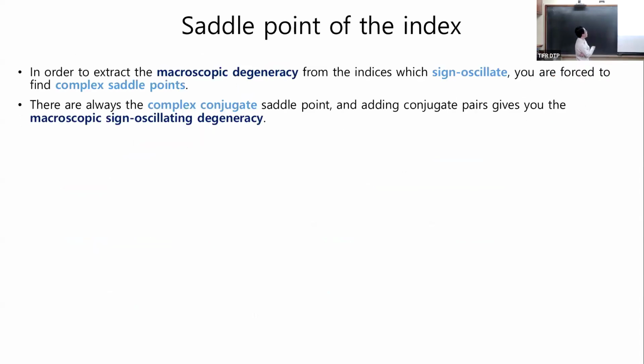So from this lesson, we learned that in order to extract this macroscopic degeneracy from the index, whose sign oscillates rapidly, you have to find complex saddle points.